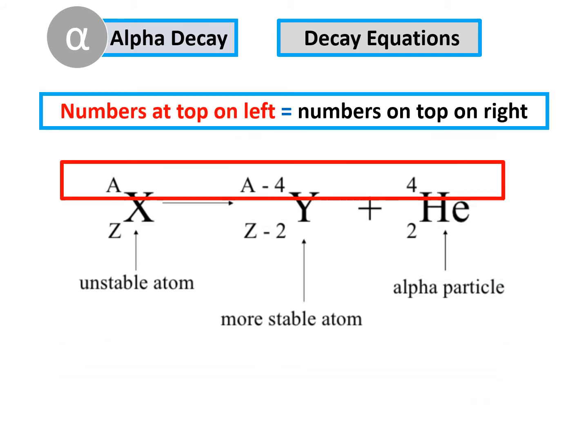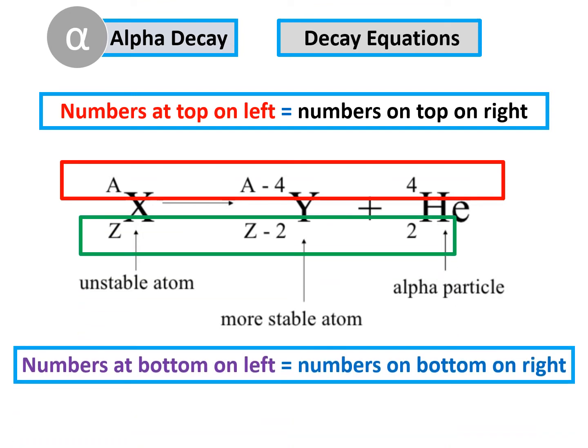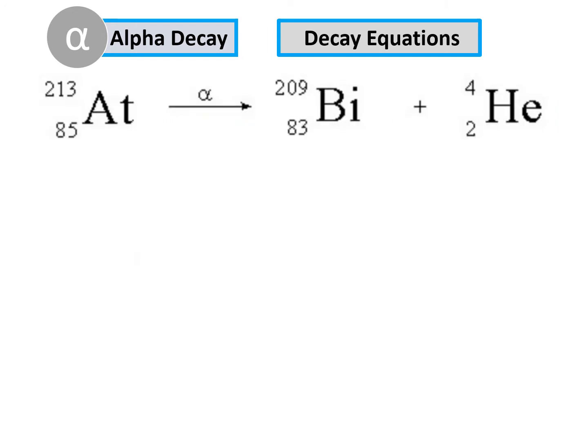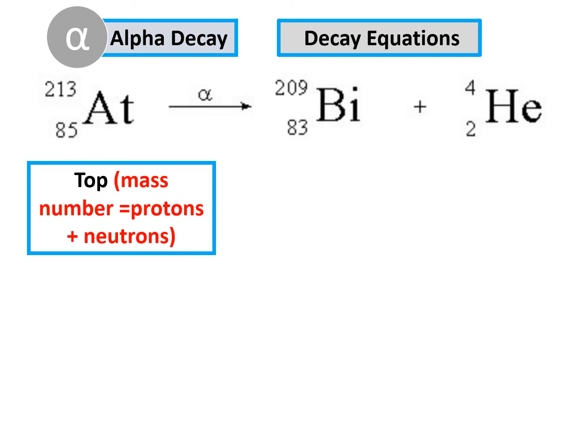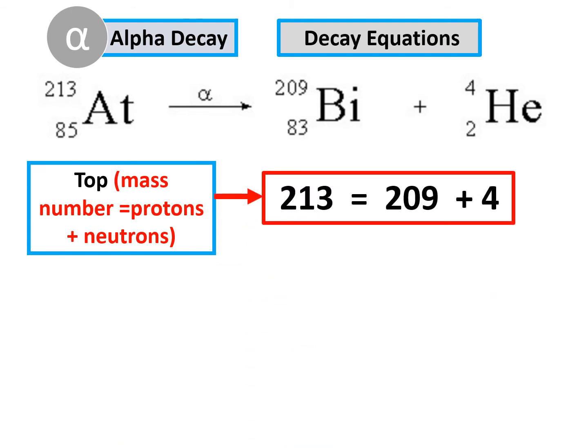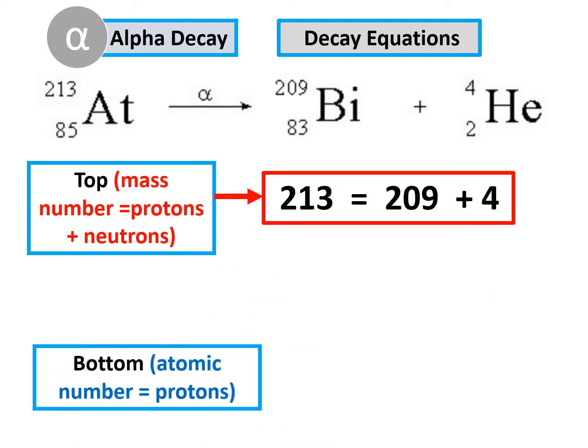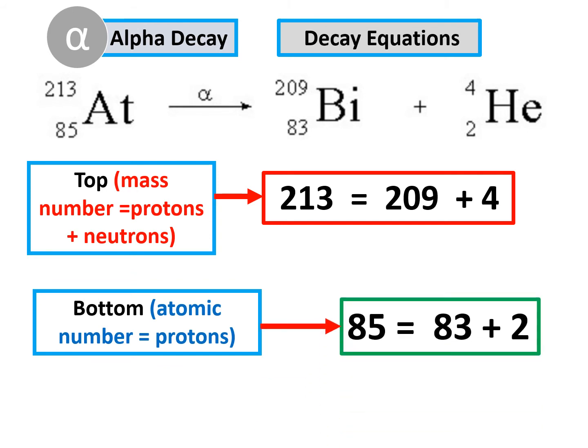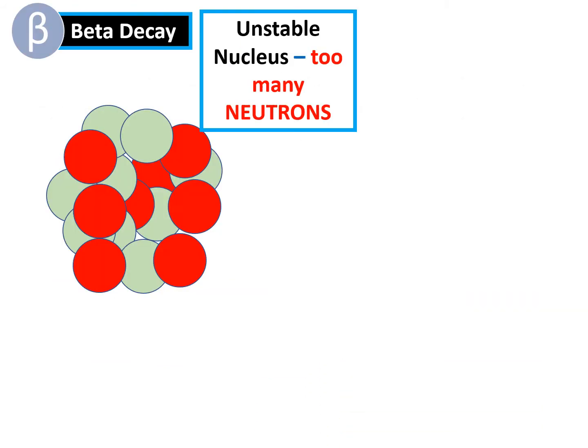We can see that we have to conserve mass, so the numbers on the left-hand side at the top have to equal the sum of the numbers at the top on the right-hand side, and the same for charge. The numbers along the bottom have to be equal on the left-hand side and the right-hand side. So there's an example of alpha decay. If we're conserving mass, we can see that 213 is 209 plus 4, and at the bottom we're conserving charge. 85 equals 83 plus 2.